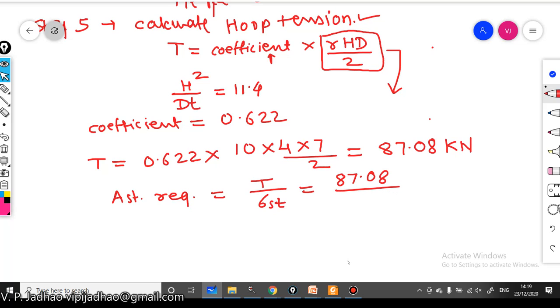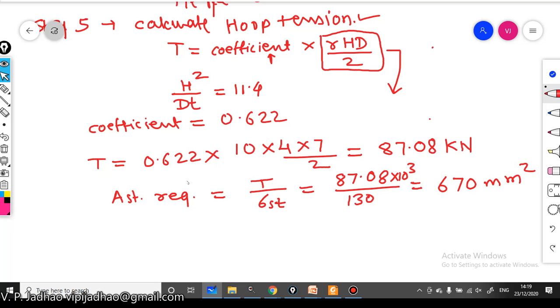We have already taken the value of sigma ST as 130 Newton per mm square. We have taken this value from the table given in IS 3370. So this is equal to AST required. We have to convert it into Newton, so multiplied by 10 raised to power 3. AST required is equal to 670 mm square.